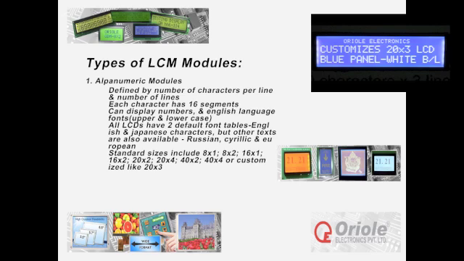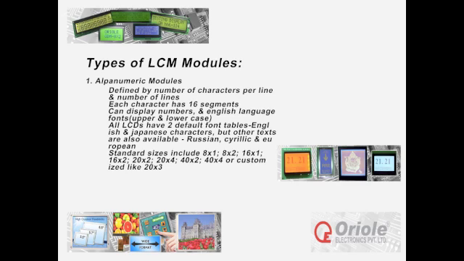So for example, this 20 by 3 LCD that you see on your screen, it's completely alphanumeric, so there are no other special characters. But the first line is of a smaller text, the font is smaller in size, and the second and third lines are of a larger size. So this sort of just covers the entire gamut of alphanumeric LCDs.